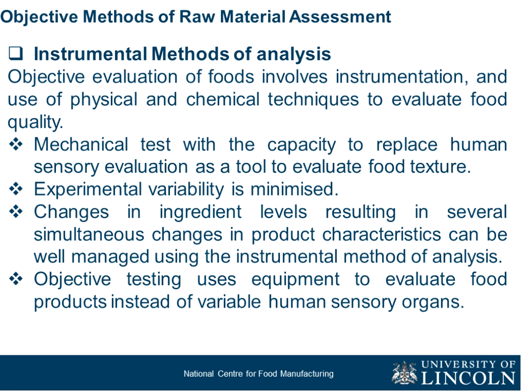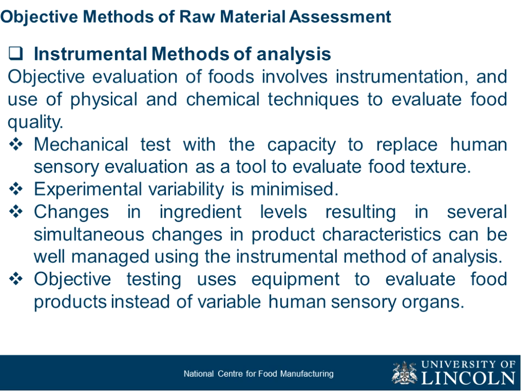Now the instrumental method is just to measure the property of food, using machines to replace the human sensory evaluation. We want to use mechanical tests to replace human sensory evaluation, and as a result of this, experimental variability is minimized. Now we can change ingredients in our food. We are able to do this because machines can help us to do the measurement very fast.